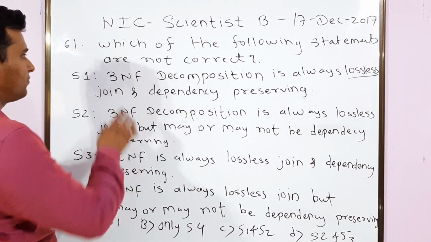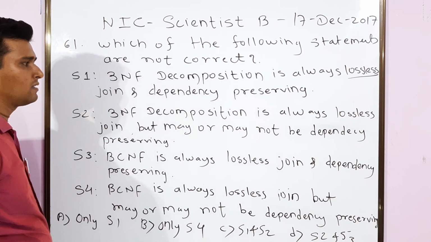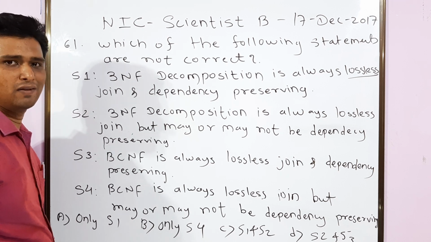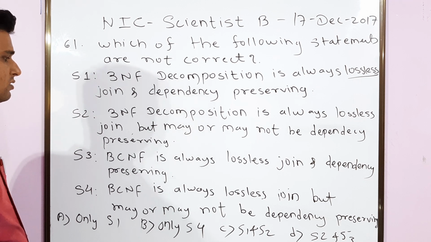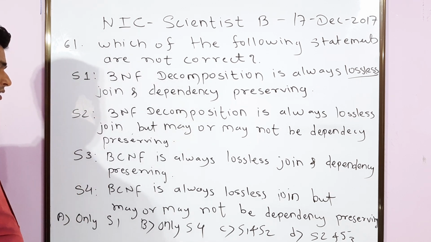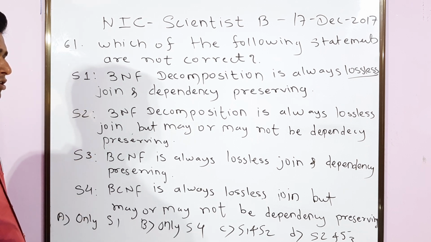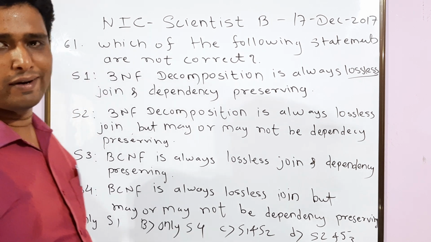We have to identify. The first, S1, says 3NF decomposition is always lossless join and dependency preserving. S2 says that 3NF decomposition is always lossless join but may or may not be dependency preserving. S3 says that BCNF is always lossless join and dependency preserving, and S4 says that BCNF is always lossless join but may or may not be dependency preserving. Okay, so we have to identify.